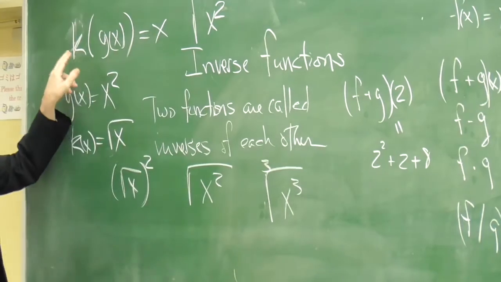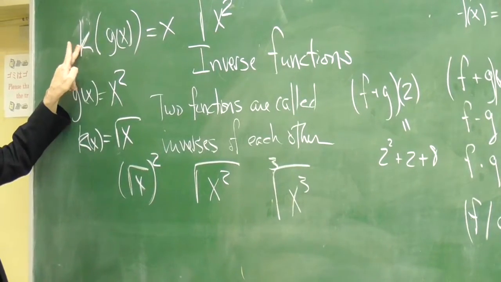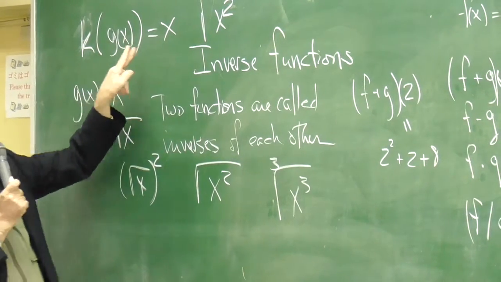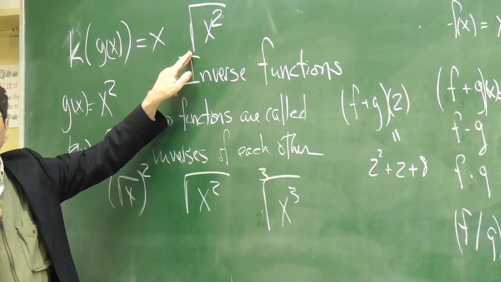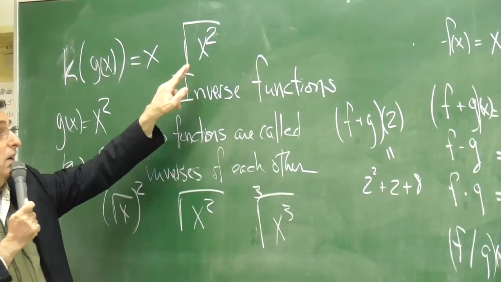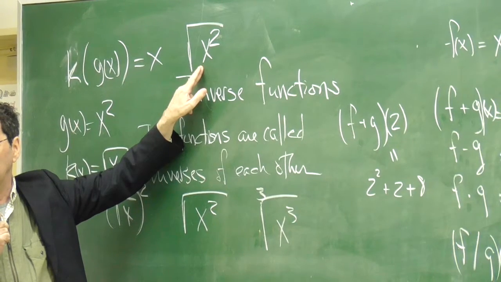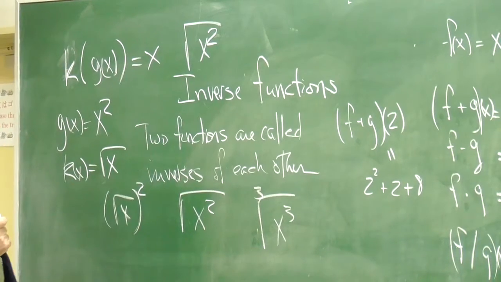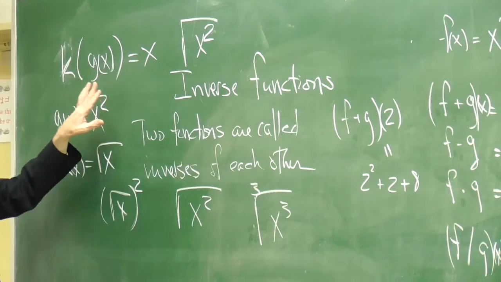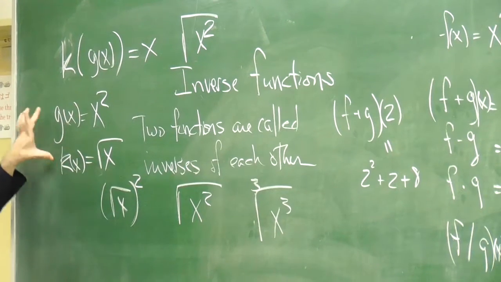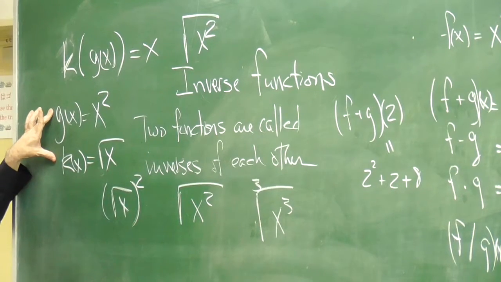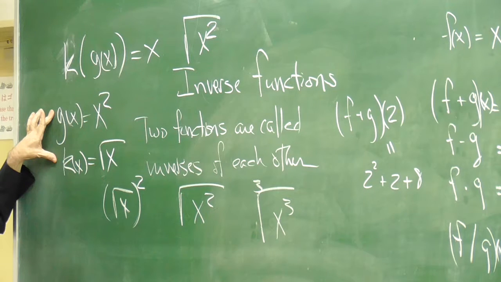Right? So we call this the outside function, and this the inside function. So in this particular case, the square root is the outside function, and the squaring is the inside function. Okay, does everyone agree with this? Okay, so these two are called inverses of each other.